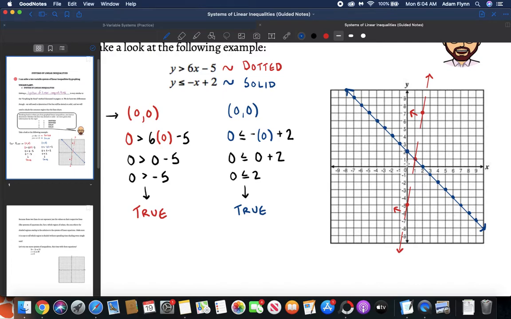So that means all points that are on the same side as 0, 0, so in this case the bottom half, are going to make this inequality true. Anything above is going to make it false. So that means, along with 0, 0, all the points down on this side of the line are solutions.